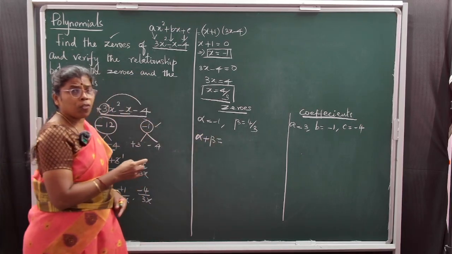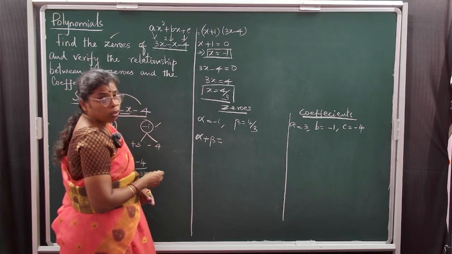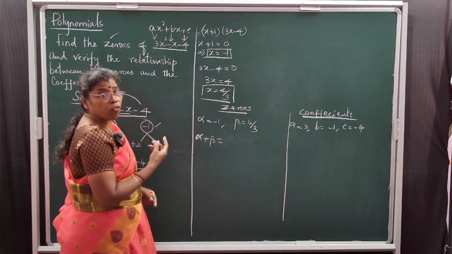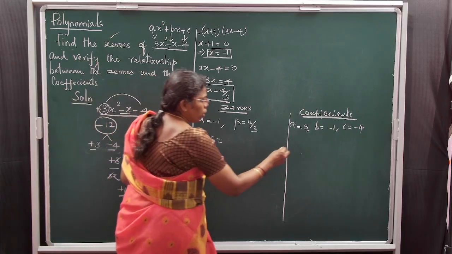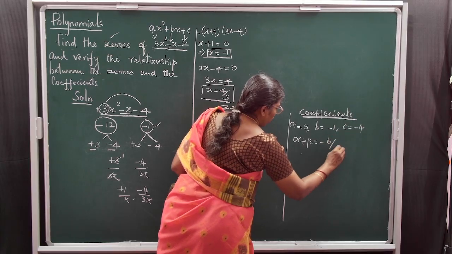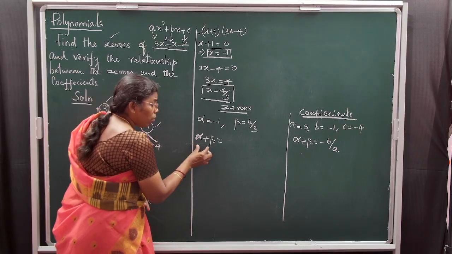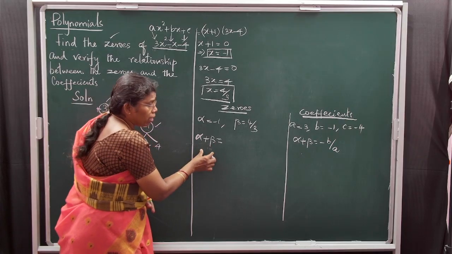So now I am going to find alpha plus beta. Do you know the formula for alpha plus beta? Yes, alpha plus beta is equal to minus b by a and alpha beta is equal to c by a. So here I am going to use alpha plus beta equal to minus b by a, alpha beta equal to c by a. First I am going to find alpha plus beta manually.